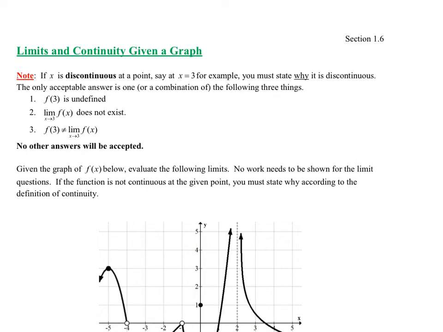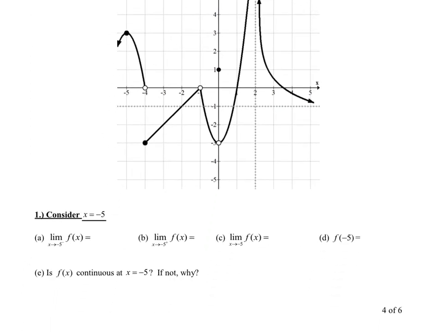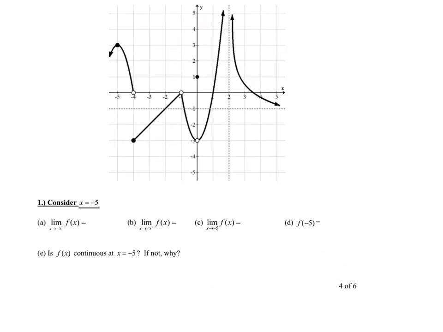No work needs to be shown for the limit questions. If a function is not continuous at a given point, you must state why using the definition of continuity. So we're going to bust this up at x equals -5, -4, -1, 0, and 2. And let's go ahead and talk through every single one of those examples together right now. Let's start with the one that's on this page. The example is x equals -5.